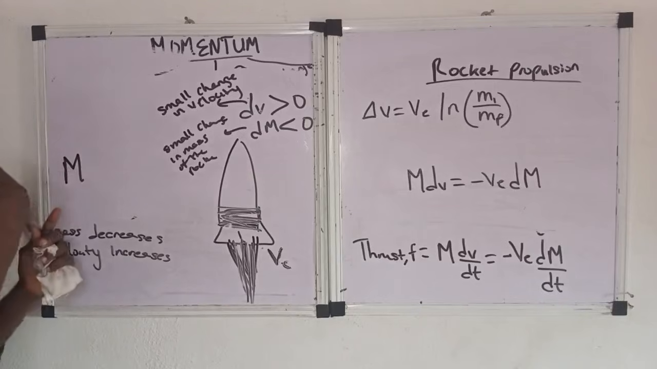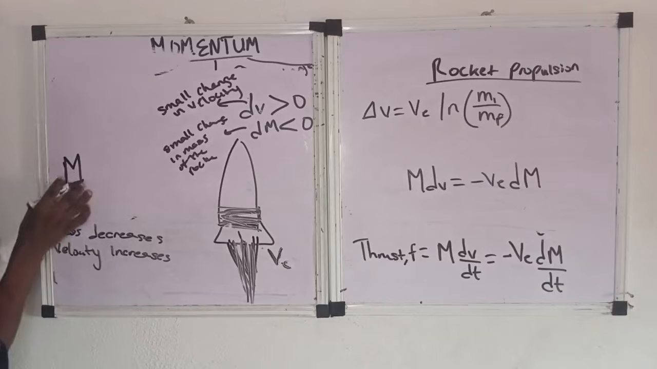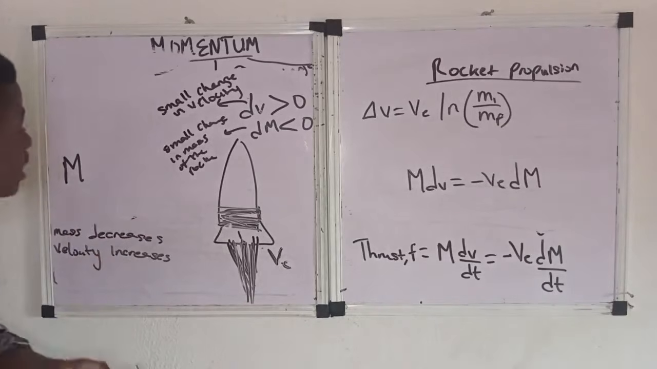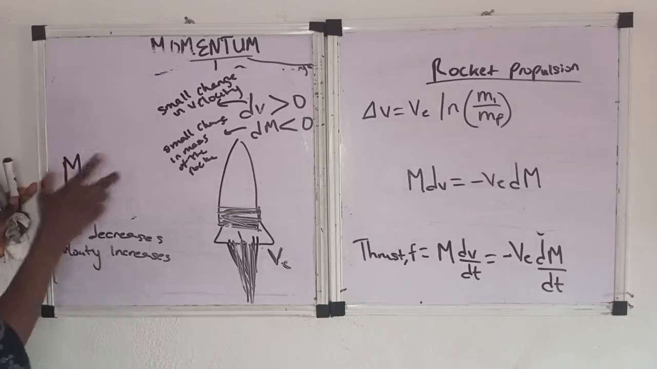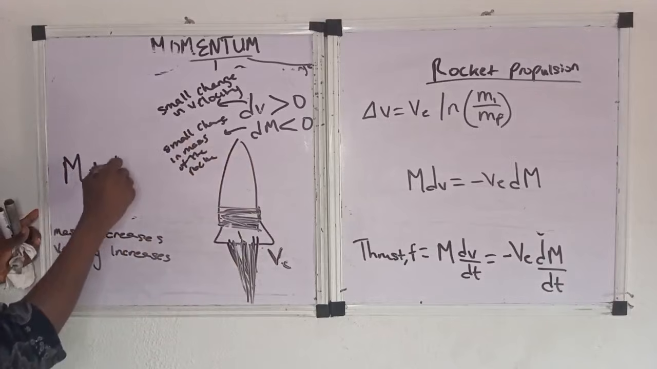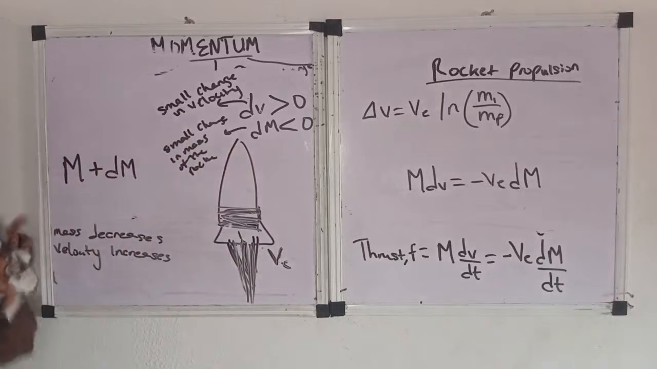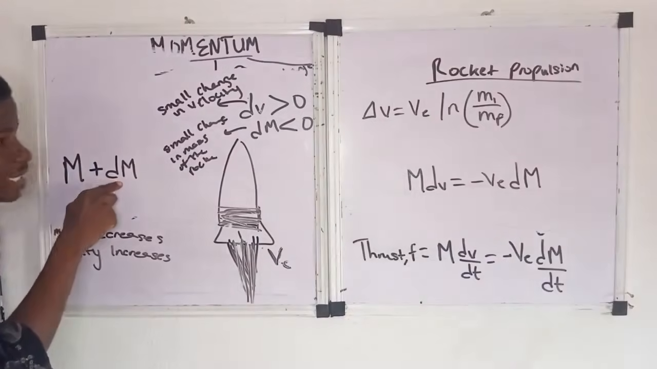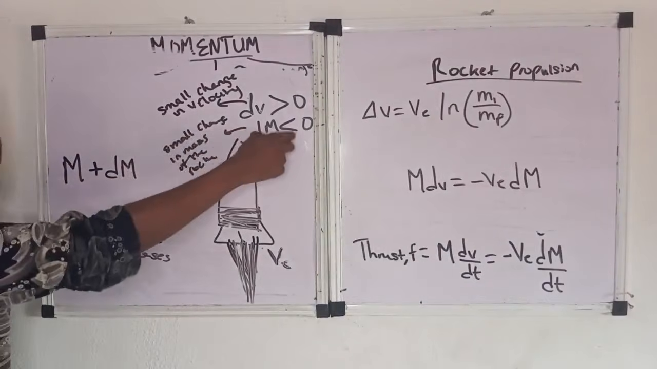Mass of the rocket. This is the mass of the rocket itself plus the fuel, right? Now, when we start launching the rocket, the total mass of the rocket will be M plus dm. Remember, I told you guys that dm is less than zero. That is, dm is negative.